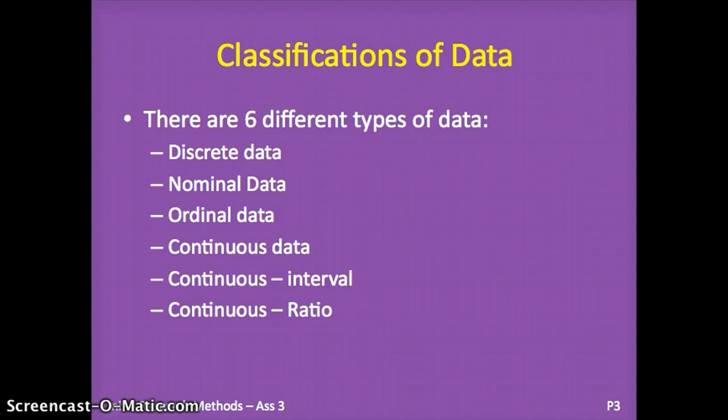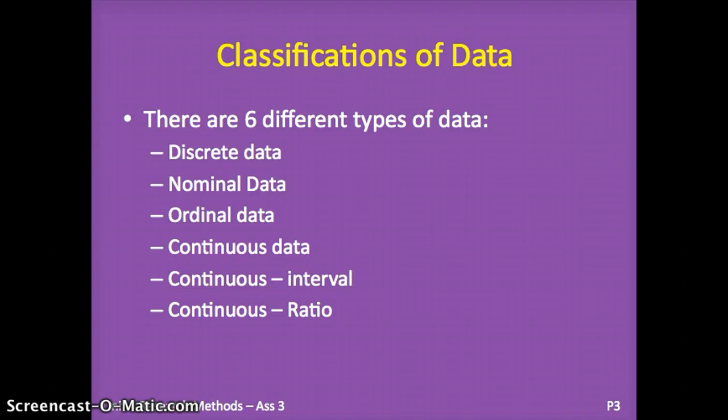Classifications of data. There are six different types of data: discrete, nominal data, ordinal data, continuous data, and then there's two types of continuous: interval and ratio. So discrete data is a form of data where only separate, isolated or opposite values can be achieved. So this is a yes or no answer, such as if you are male or female.